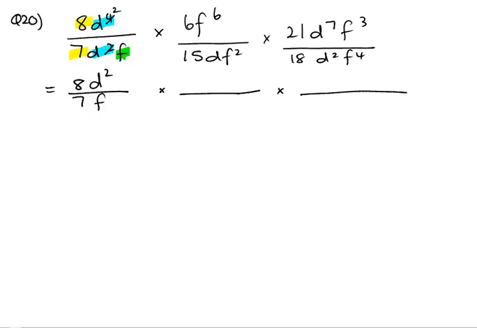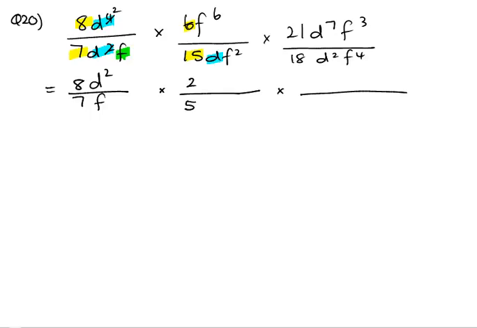The next question, we look at the numbers again. 6 and 15. Can we divide them to get a whole number answer? No. Do they have a common factor? Yes, their common factor is 3. So 6 divided by 3 is 2, and 15 divided by 3 is 5.